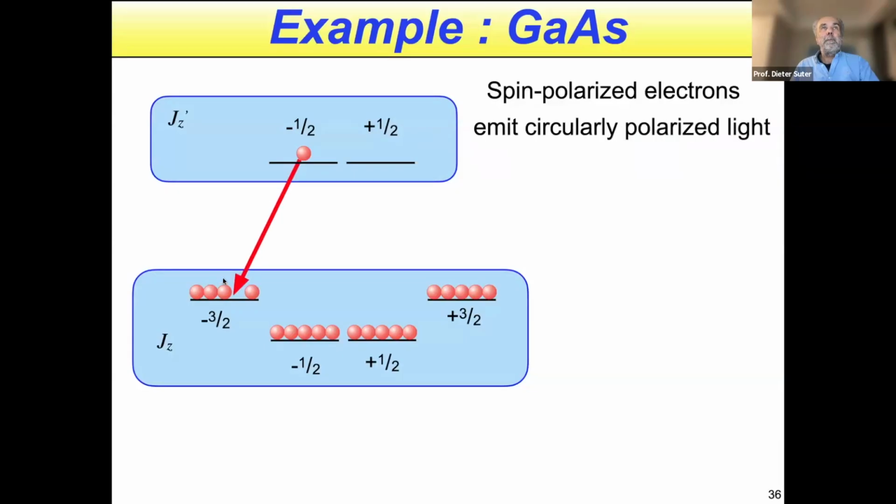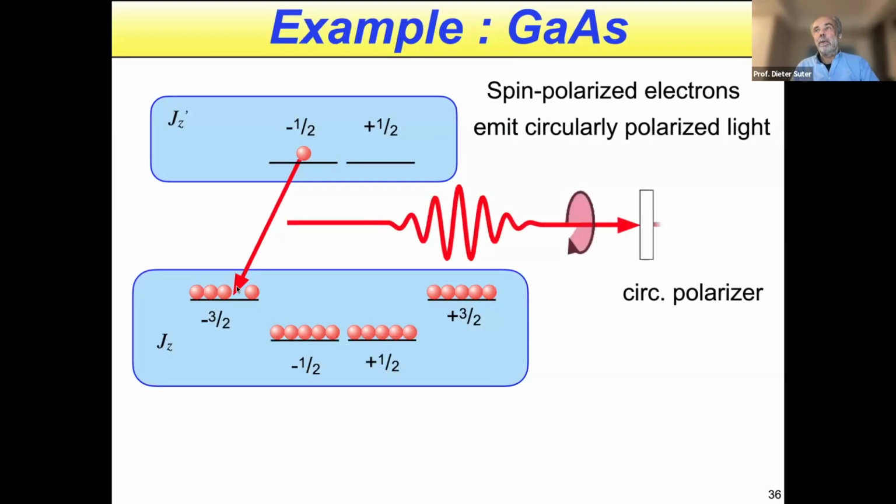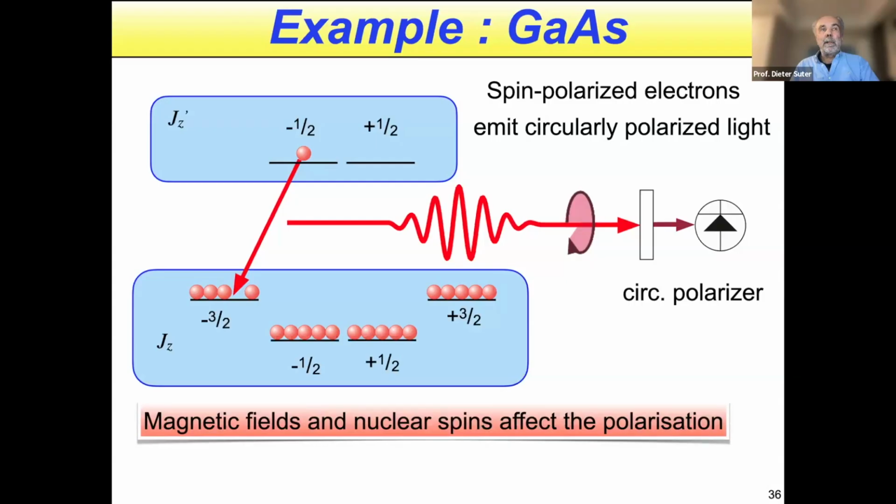If we have a spin-polarized electron here in the conduction band, it can drop down into the valence band, and depending on the states that are involved, you create a circularly polarized photon. And if you measure the circular polarization of the photon, you can again infer the spin that the electron had originally. Now, both magnetic fields and nuclear spins will affect this polarization, and this can be used also to measure, for instance, nuclear spin magnetic resonance, NMR.